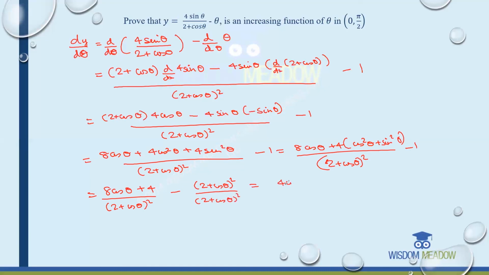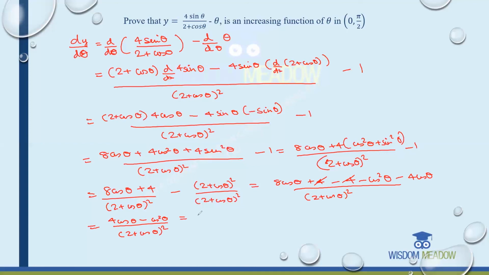So 8 cos theta plus 4 minus 4 minus cos square theta minus 4 cos theta. I opened up with the minus and opened up the square also, over 2 plus cos theta, the whole square. That's going to be, the 4 and 4 get cancelled. So it's 4 cos theta minus cos square theta over 2 plus cos theta, the whole square. So now, as we did over here, we can equate this to 0 and solve for theta. That's one way of doing.